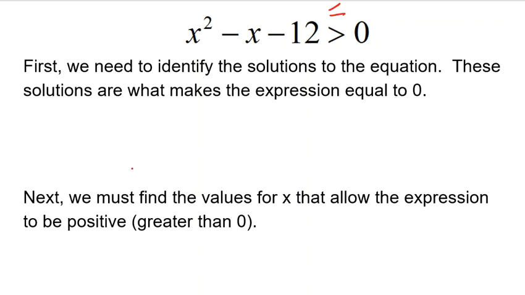We can use the quadratic formula, however you want. This one's actually pretty easy to factor. So I have x and x. That's how I'm going to get an x squared. 12, first thing that comes to my mind is 4 and 3. And if I make it a -4 and a +3, that's going to generate that -1 in the middle.